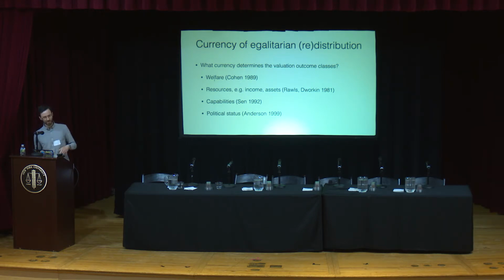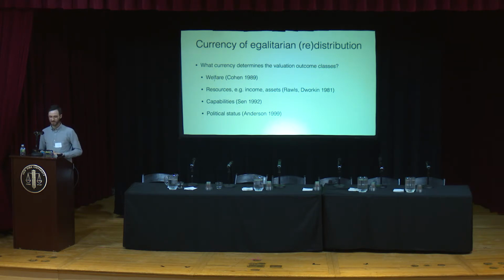And so there have been different arguments about what this fundamental egalitarian currency should be. Some people think it's about welfare, so people like Cohen. Others say it's about resources, so income or assets. Others say it's about capabilities, so it's about the equal ability to do things in life.